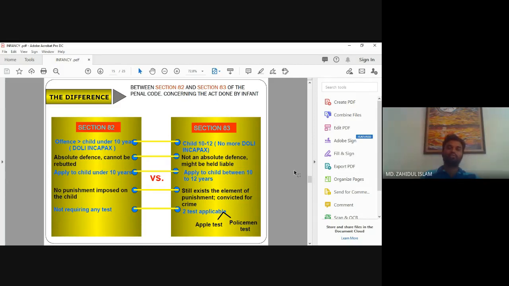But under section 83, there are two tests: the appeal test and the policeman test. If the court wants, the court can apply all the tests to judge their maturity of understanding, and to judge whether they understood the nature and consequence or not. To identify that, the court can use these tests.